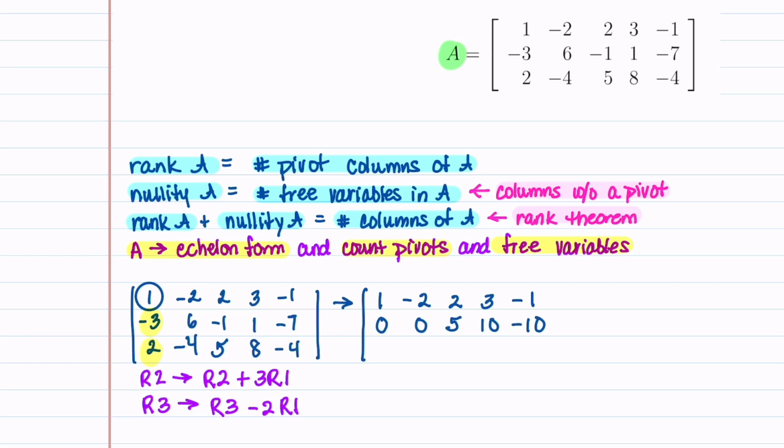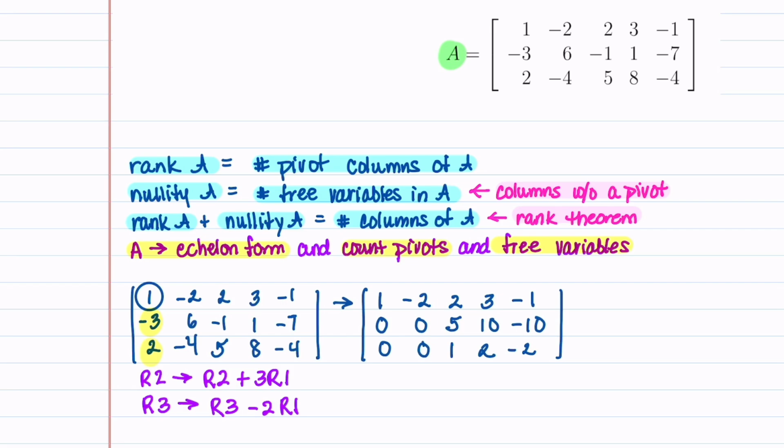Now let's look at the third row. We're going to multiply our top row by minus 2, add it to our third row, and we get a 0. We have a minus 2 times a minus 2 is a 4, minus 4 is 0. And then 2 times a minus 2 is a minus 4, plus 5 is 1. And then we pick up a minus 6 plus 8 is 2. And then lastly, we pick up a 2 minus a 4 gives us a minus 2.